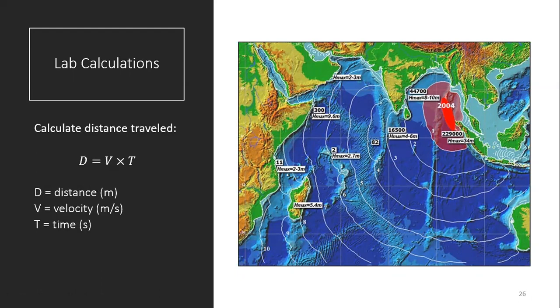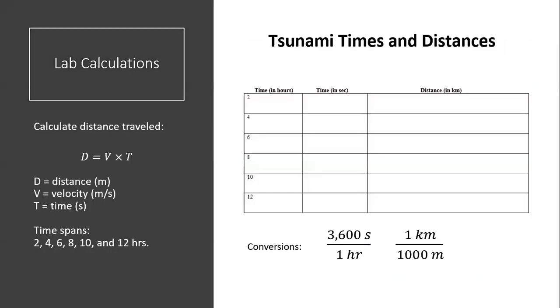Next, you will calculate distances traveled by the tsunami using the following formula. D equals V times T. In this case, D equals distance, measured in meters, V is the speed of the tsunami, measured in meters per second, and T is time, measured in seconds. To complete your table, you will repeat these calculations for each of the following time spans of 2, 4, 6, 8, 10, and 12 hours.